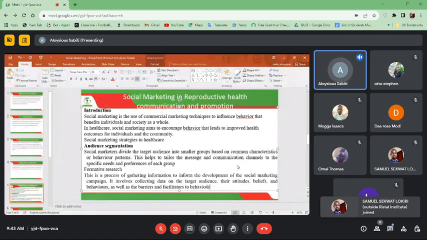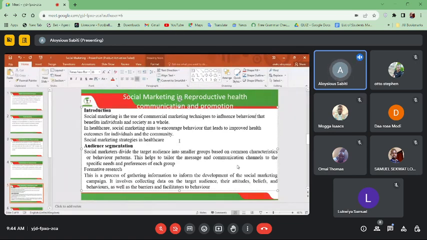So from the definition there, we are saying that social marketing is the use of commercial marketing techniques to influence behavior that benefits individuals and society as a whole. So in other words, in social marketing, we're looking at an influence that is positive to the community. And in healthcare, social marketing aims to encourage behavior that leads to improved health outcomes for individuals and the community.